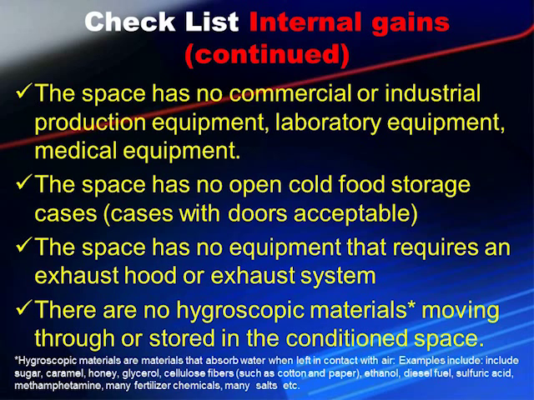There are no hygroscopic materials moving through or stored in the conditioned space. So what does that mean? Hygroscopic materials are the ones that absorb water when left in contact with air. Examples include sugar, caramel, honey, glycerol, cellulose fibers such as cotton and paper, ethanol, diesel fuel, sulfuric acid, methamphetamine, many fertilizer chemicals and salts, etc. Does that mean you can't have them in there? It says no, you can have them there, but they had better be stored in a sealed package or something so they're not affecting your airflow or they're not in your airstream. So if you have a honey bath with a fountain, sorry, you can't use that for a Manual J NAE.